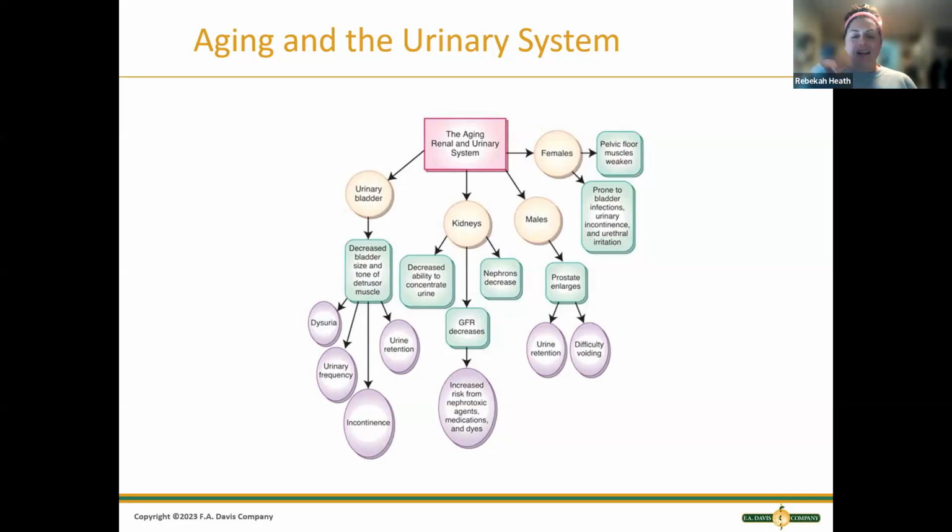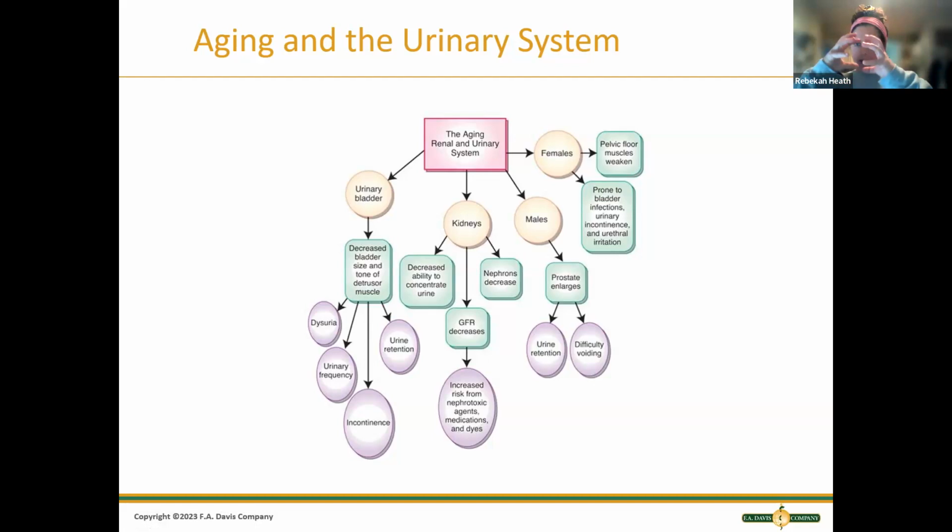Now, males, their issues are usually related to their prostate. As men get older, their prostates can often become enlarged. I don't think I have the picture here. And we go over it more on the 8th. I think I've got good pictures. But when the prostate enlarges, it actually puts pressure on that urethra.